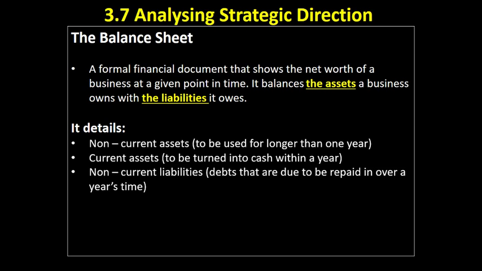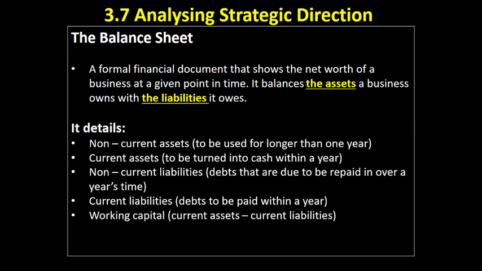So we've got liabilities as well. If assets are something that you own, liabilities are something that you owe. Non-current liabilities are debts that are due to be repaid in over a year's time. So things like bank loans would be a typical example of a non-current liability. We're not due to pay it back within the next year, but a bank loan or mortgage is something that's hanging over the company and will need to be repaid at some point in the future. And in contrast, we have our current liabilities, which are our debts to be paid within the next year.